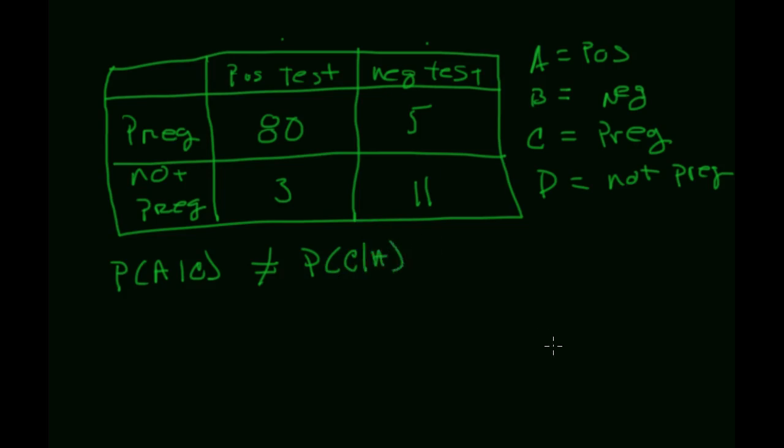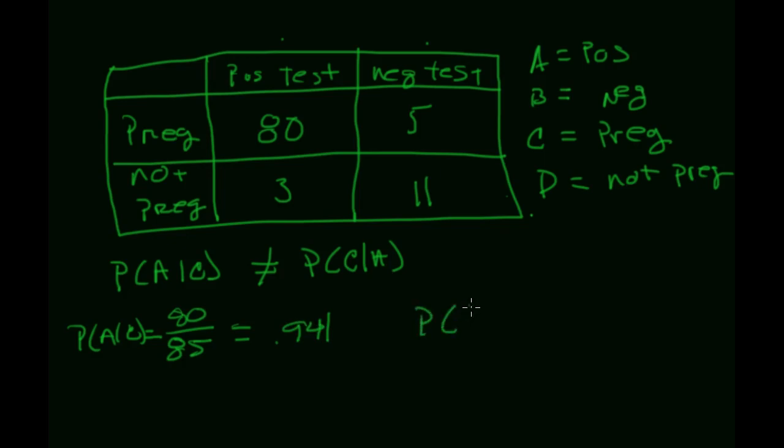Okay, so here's what's going on here. The probability of A given C, right? So given C, C is that you are pregnant. There are a total of 85 pregnant people here, right? And 80 of them, so this is the probability of A given C, 80 of them tested positive. So that means that experimentally here, the probability would be 0.941, which is 94.1%.